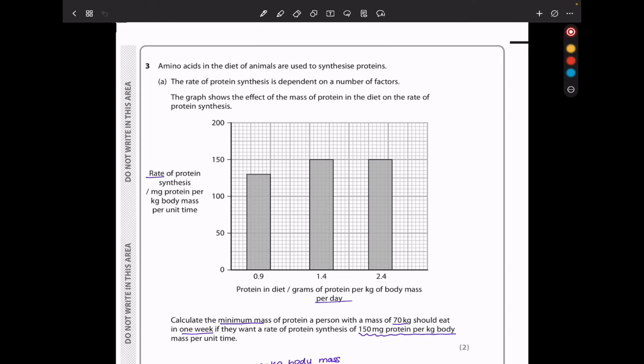In question 3, amino acids in the diet of animals are used to synthesize proteins. The rate of protein synthesis is dependent on a number of factors.